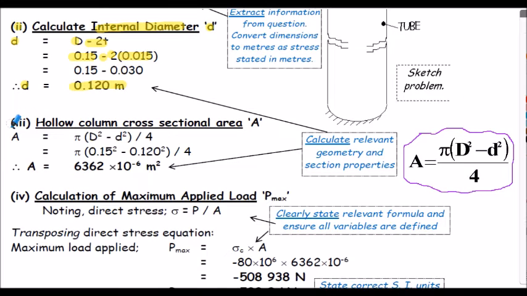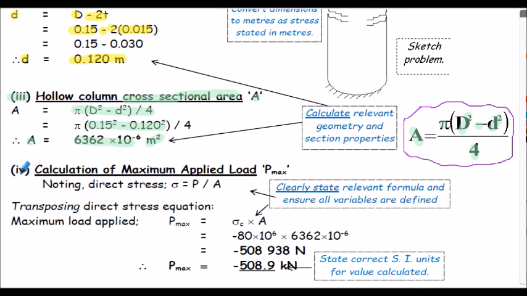So step 3, I can now calculate the cross-sectional area of the column, called that capital A here, and I'm using the standard formula for an annulus. The cross-sectional area is pi multiplied by, in brackets here, the outside diameter squared minus the inside diameter squared, all divided by 4. Standard formula for calculating area in terms of diameters. So again, I state the equation that I'm using, I insert the numerical values from above, and I calculate the cross-sectional area. Notice it's in terms of meters squared, of course.